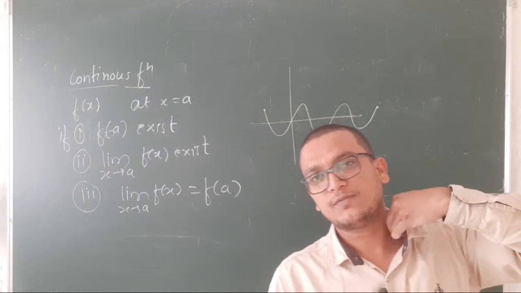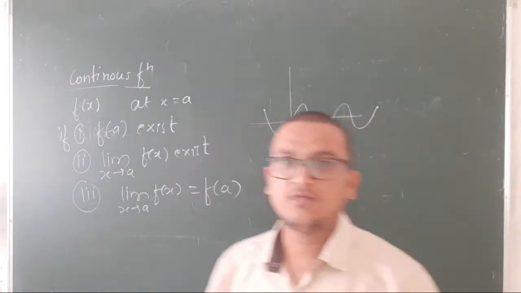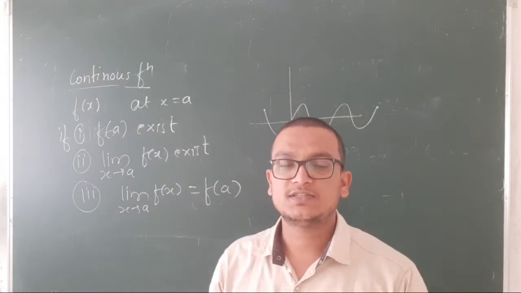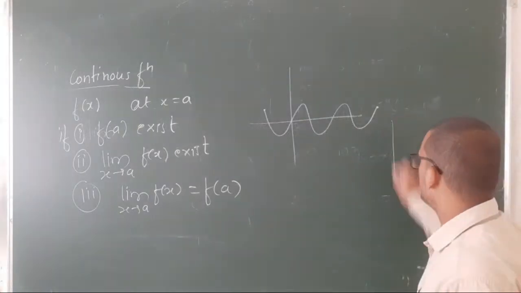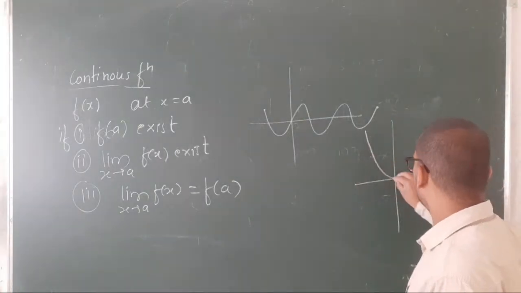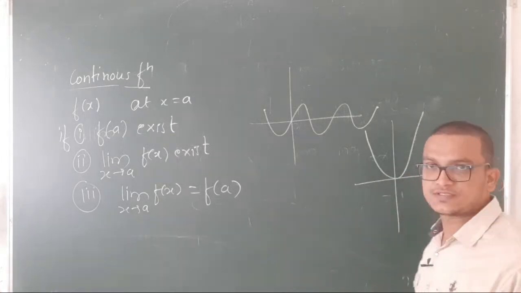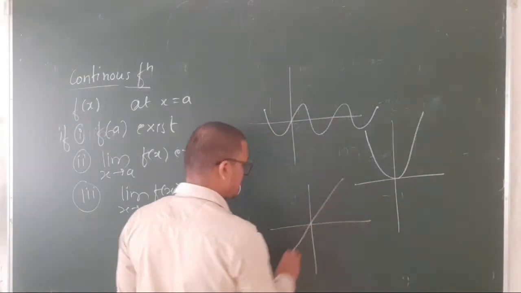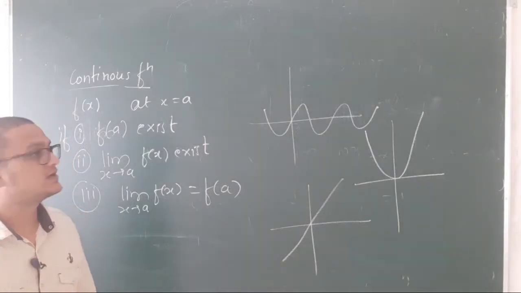If any graph can be drawn without lifting the hand, with no breakage, such functions are called continuous functions. Another example is the polynomial function, like x square or x cube, which is again continuous. The straight line y equals x is again a continuous function.